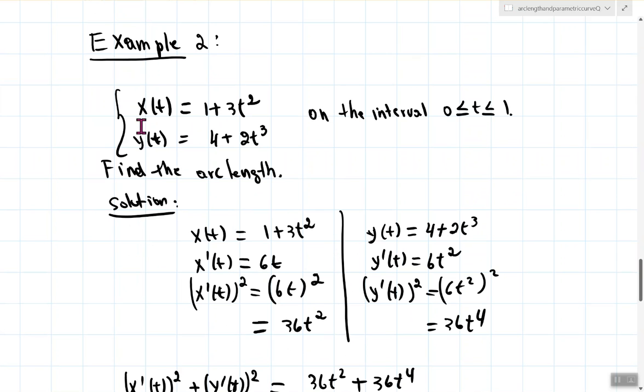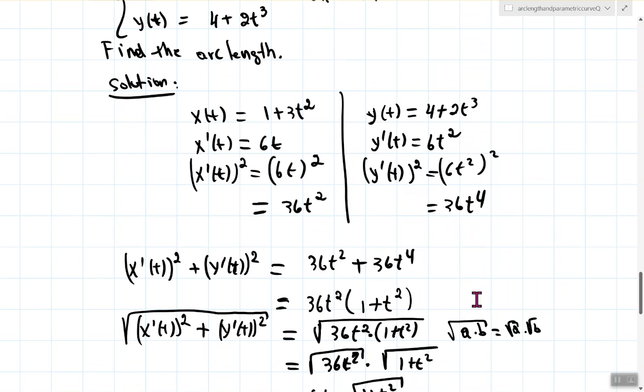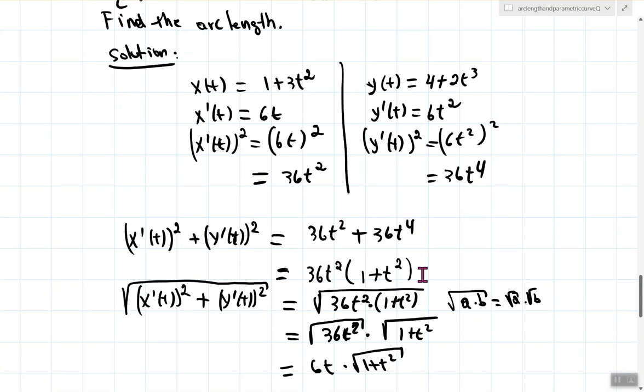So again, we take x of t, we take its derivative, we get 6t. Now we square to get 36t squared. Y of t is 4 plus 2t cubed. You take its derivative, you get 6t squared. And then when you square it, you get 36t to the 4th. You add the two. X prime of t squared plus y prime of t squared gives us 36t squared plus 36t to the 4th. We can factor out 36t squared to get 36t squared times the quantity 1 plus t squared.